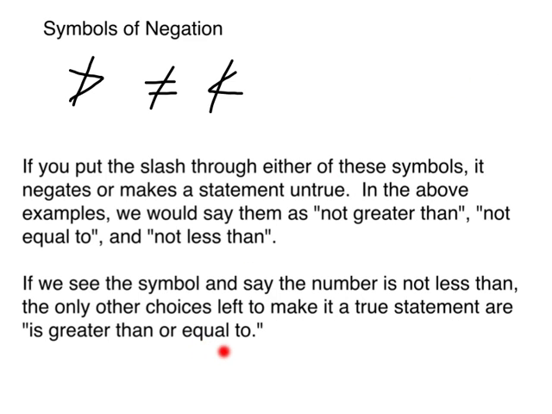So if we see that symbol and say that the number is not less than, then according to the trichotomy axiom that we just talked about, the only other choices left that would make it a true statement are is greater than or equal to. If it is not greater than, it is less than or equal to, and if it's not equal to, then it either has to be greater than or less than.